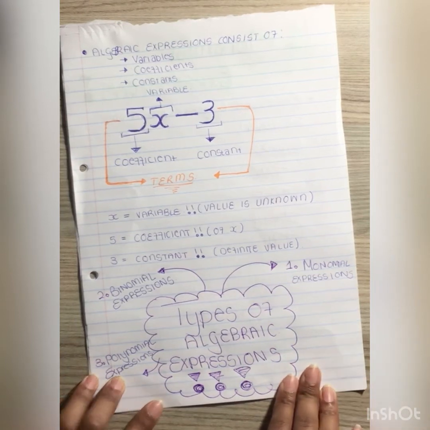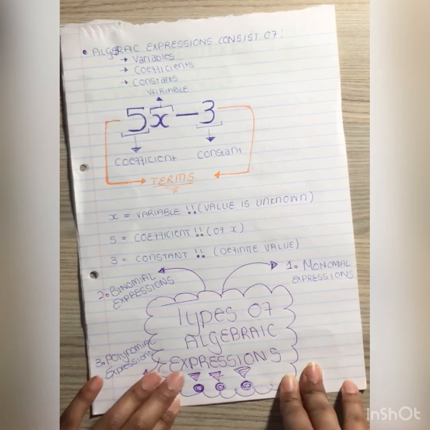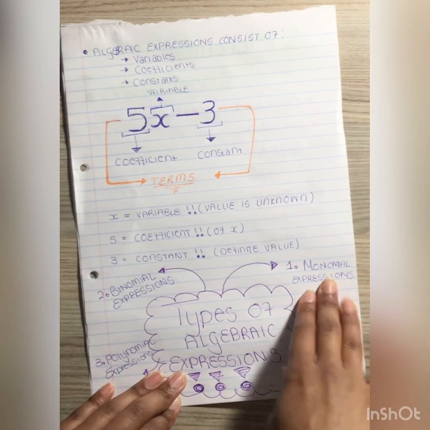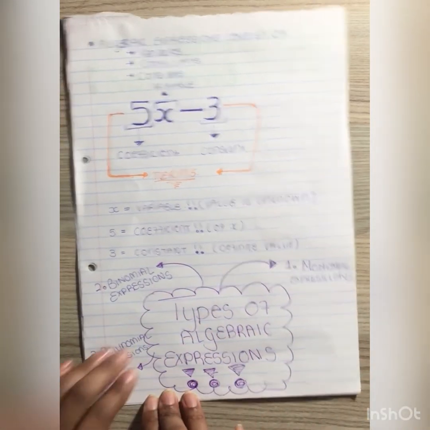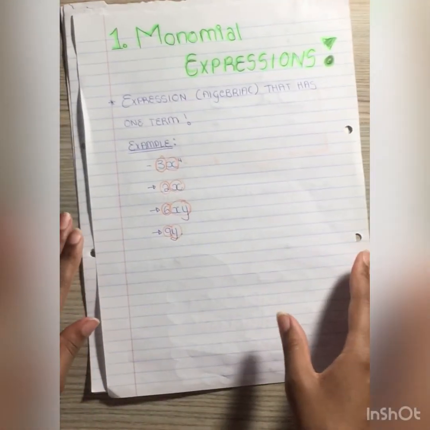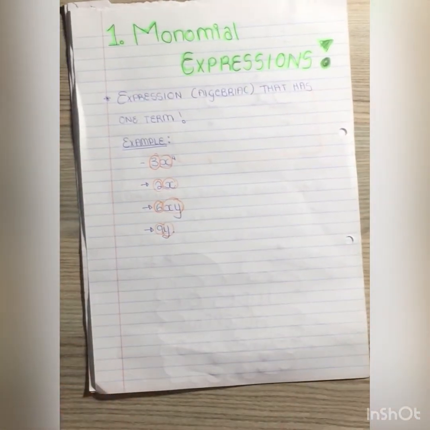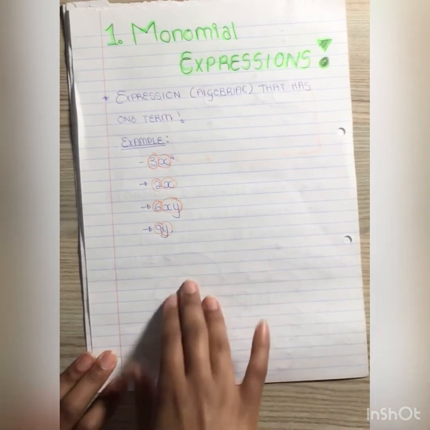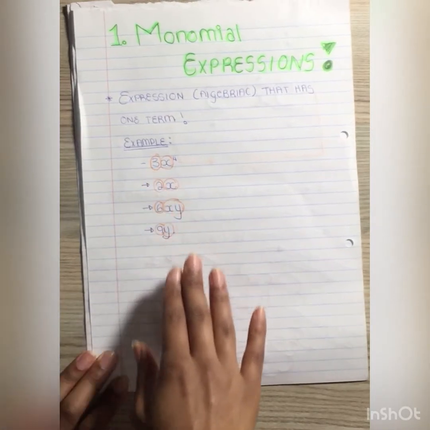Then with algebraic expressions, we have three types of algebraic expressions. We have monomial expressions, binomial expressions, and polynomial expressions. Okay. Number one, we'll be discussing monomial expressions. Monomial expressions are expressions that have only one term. So they consist of only one term.